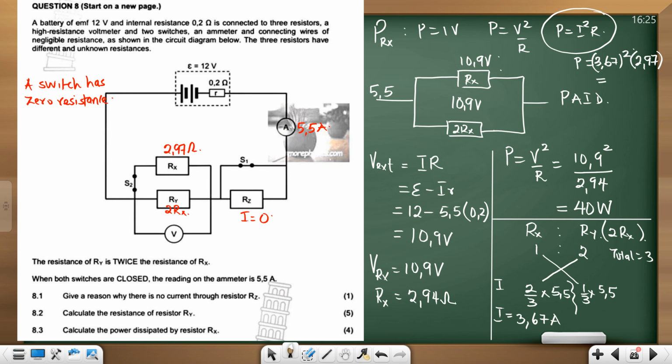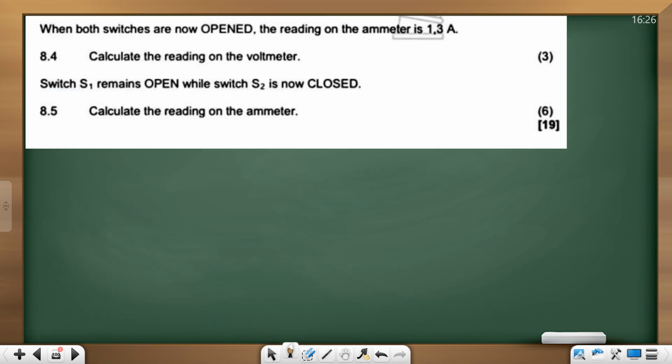Everybody good? Awesome. Especially on that ratio part. Don't forget, the one with the higher resistance gets the lower current. Okay, that is done. What do we have next?